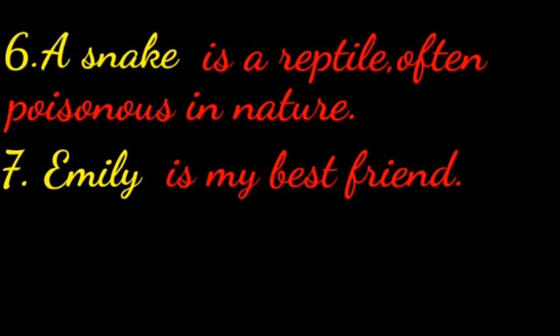Now, sixth one. A snake is a reptile often poisonous in nature. I repeat, a snake is a reptile often poisonous in nature. In this sentence, a snake is the subject, is a reptile often poisonous in nature is the predicate. Now, seventh one. Emily is my best friend. I repeat, Emily is my best friend. In this sentence, Emily is the subject, is my best friend is the predicate.